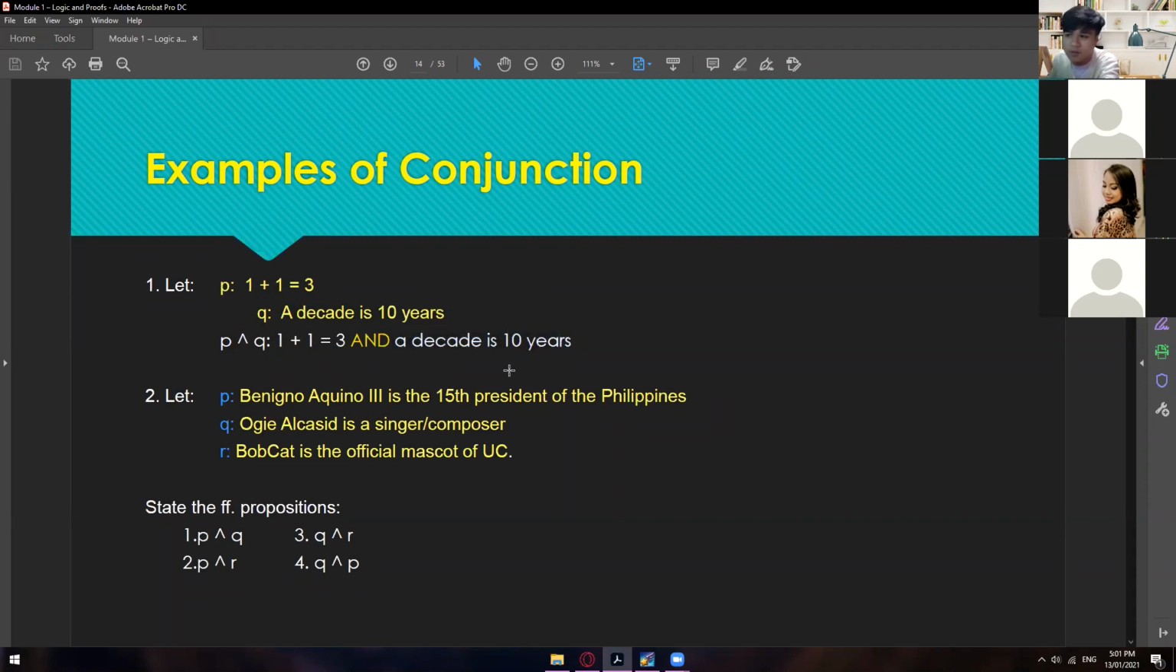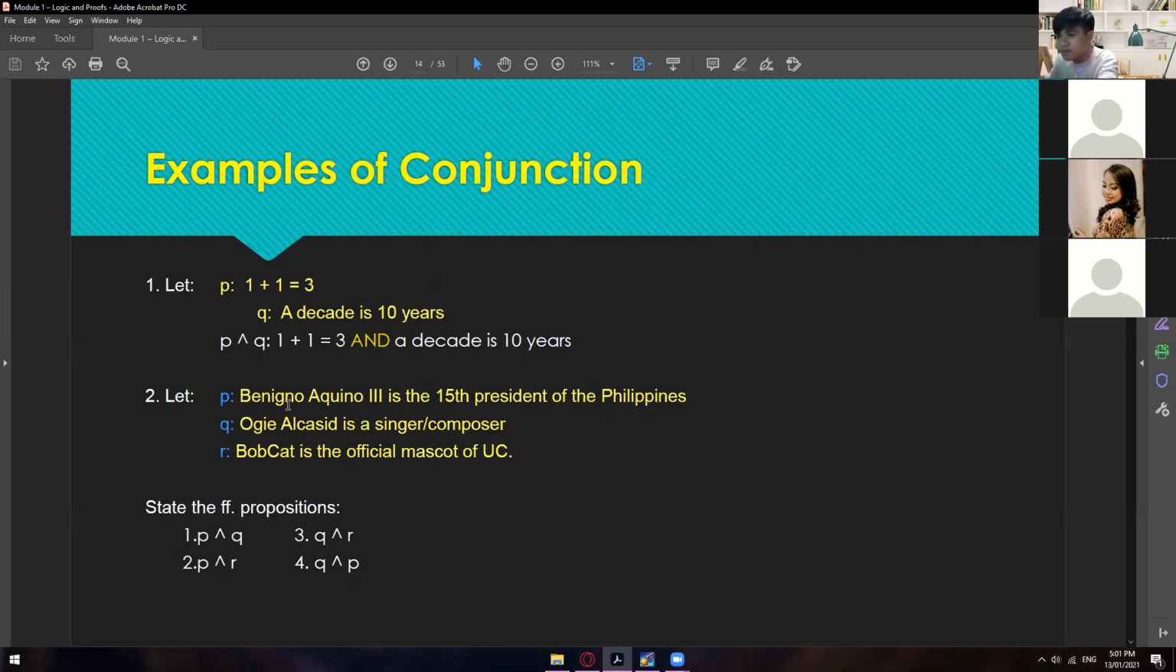Strictly no changing the format of that statement or of those statements. Kung ano yung nandyan, yan na yun. Ilagay nyo lang yung word na AND. So 1 plus 1 is equal to 3 and a decade is 10 years. Ganun lang siya simple.